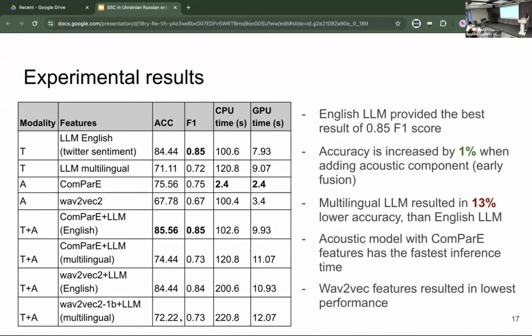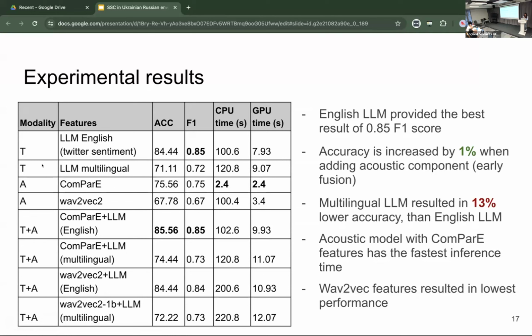So what we can see from the results. The first is that English LLM provided the best result of 0.85 score. This is a text-only model, and when we added compare features to this model using early fusion, we obtained like a 1% increase in accuracy.